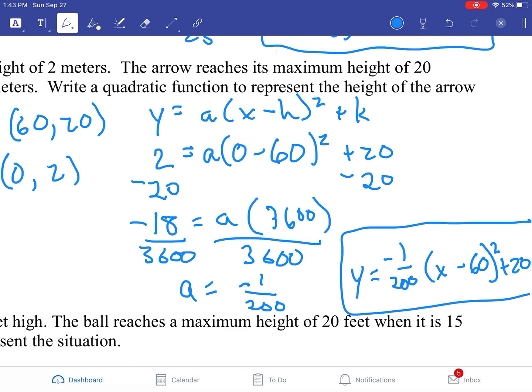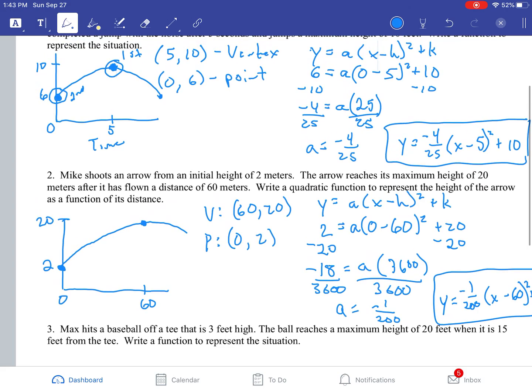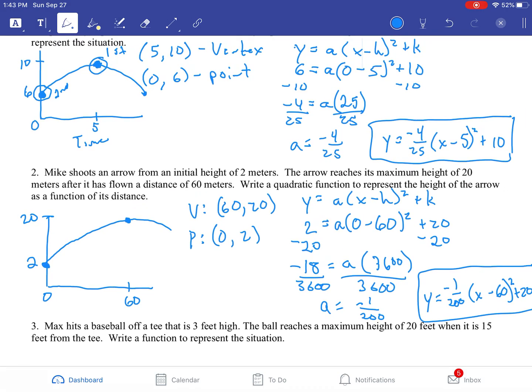All right, so we've shown you 2 different examples. Again, first thing you do is read the question and then start drawing a picture that relates to what is happening inside the question or the scenario. Okay, find the 2 points. Use those 2 points as information to put into your equation to find a. And once you have a, put the stuff back in for a, h, and k, and write the equation.